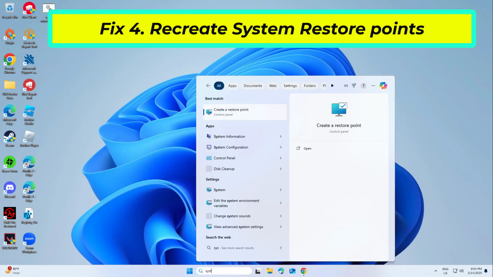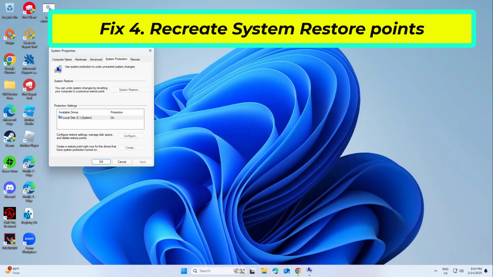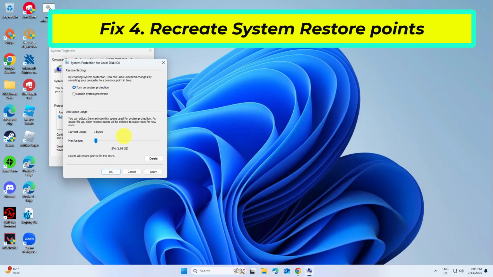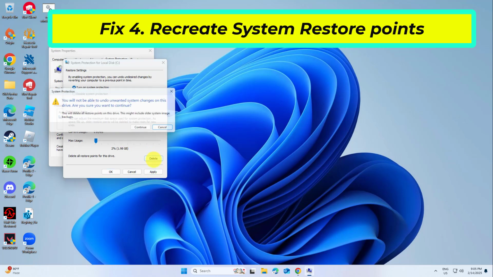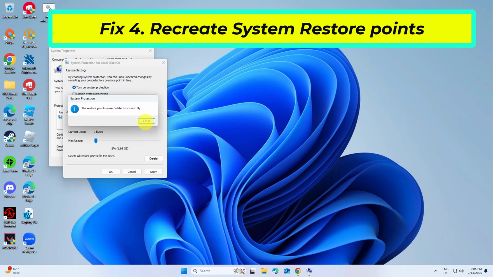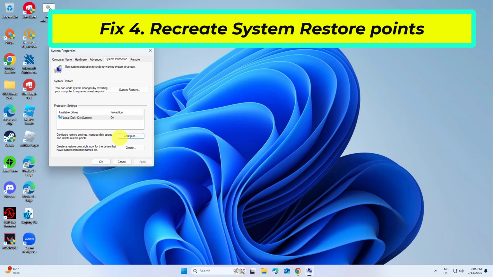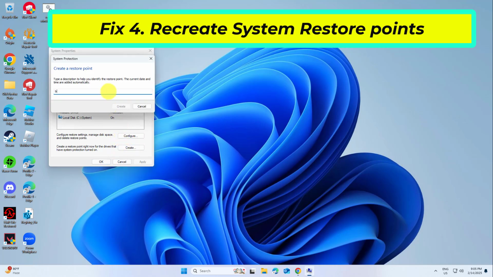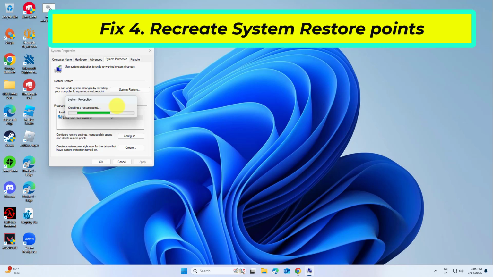Fix 4. Recreate system restore points. Now try again and your problem should be fixed.